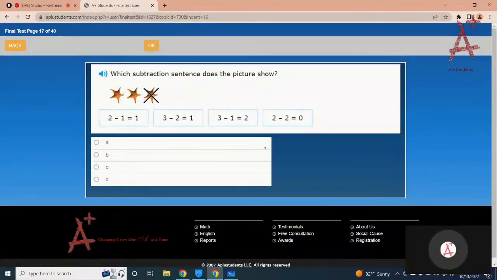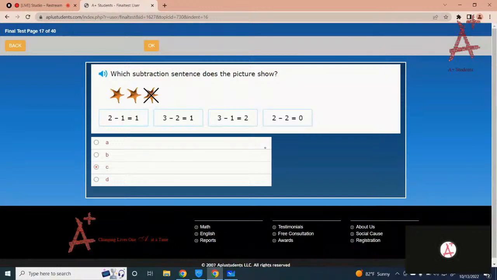Okay, which subtraction sentence does the picture show? You have one, two, three, total 3 stars. Out of the 3, just 1 is crossed. So 3 subtract 1 equals, how many are you left with without a cross? 2. So 3 subtract 1 equals 2. Got it? So option C is the correct option.